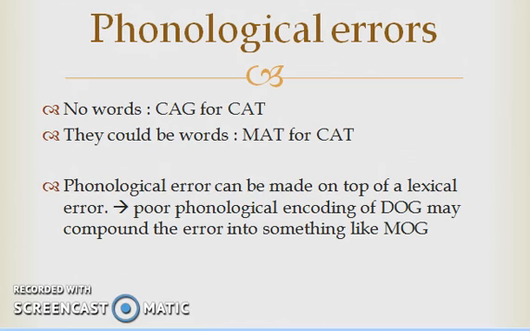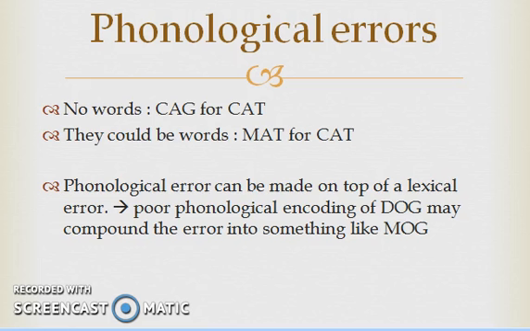error. Phonological errors can be non-words, for example, keg for cat. Keg has no meaning. Or they could be words, thus creating a formal error, for example, mat for cat. Notice that a formal error can occur at either the word retrieval step or the phonological retrieval step. Notice as well that a phonological error can be made on top of a lexical error. If dog was selected instead of cat at the word retrieval step, poor phonological encoding of dog may compound the error into something like mug.